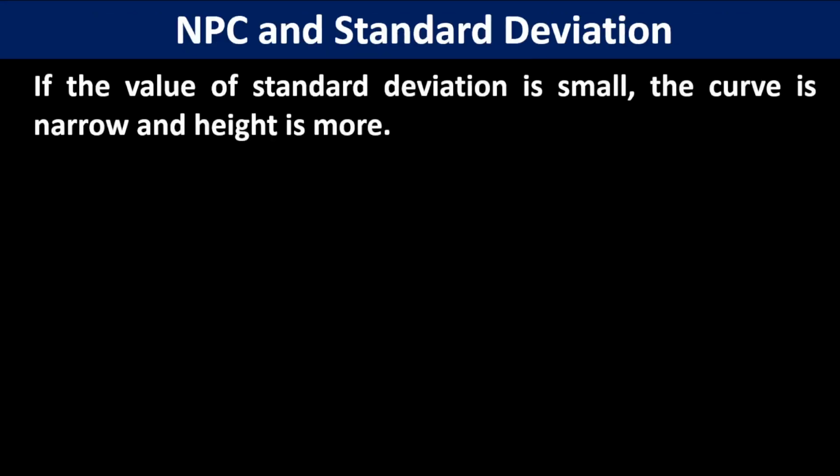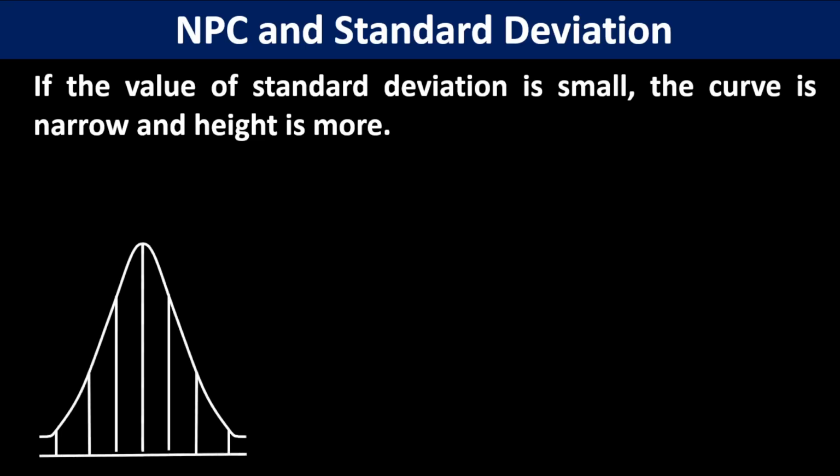Friends, the normal probability curve and standard deviation have a specific kind of relationship. Standard deviation affects the width and height of the curve. How? If the value of standard deviation is small, the curve is narrow and height is more, as shown in the figure. If the value of standard deviation is small, then the height of the curve will be more and its width will be less. It will be narrow.